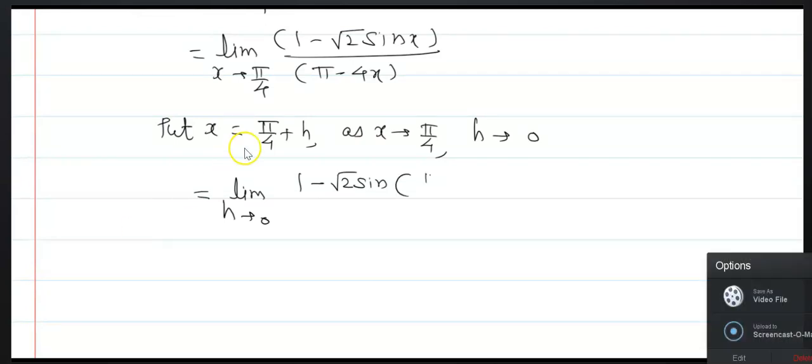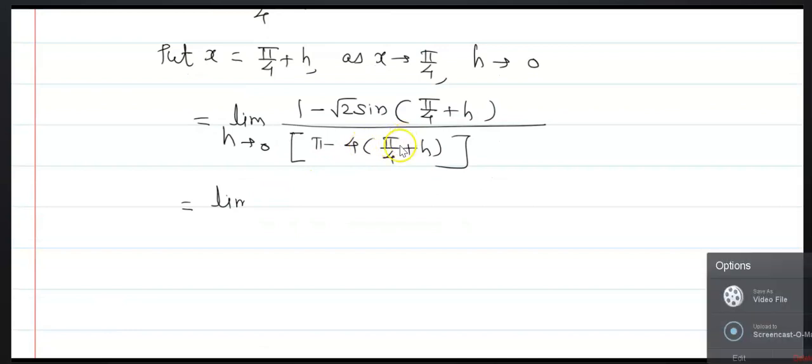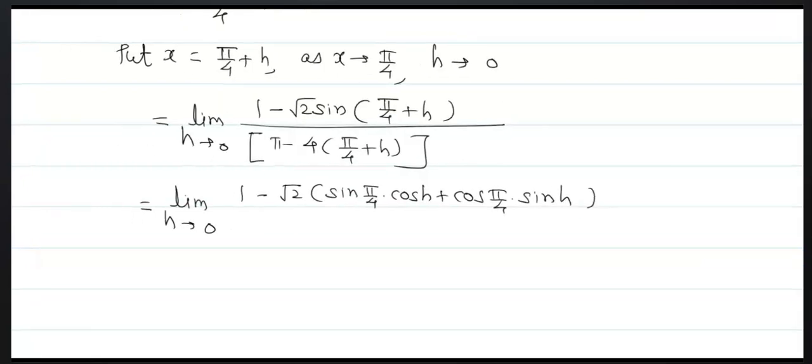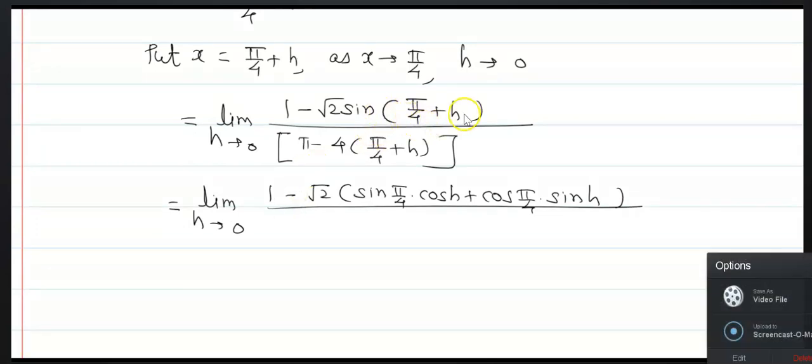Now in this case, limit x tends to 0 of 1 minus root 2 sin of pi by 4 plus h upon pi minus 4 times pi by 4 plus h, that is, x is replaced by pi by 4 plus h. Therefore, you will get limit h tends to 0, 1 minus root 2 sin of pi by 4 plus h. Expand this by using the formula sin of a plus b. What is the sin of a plus b? Sin a cos b plus cos a sin b.